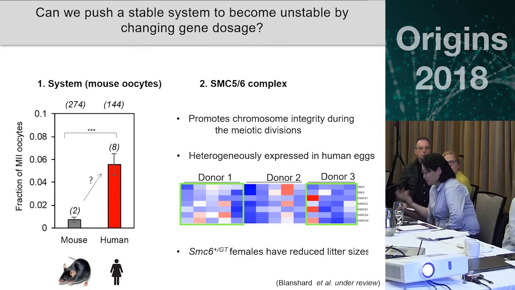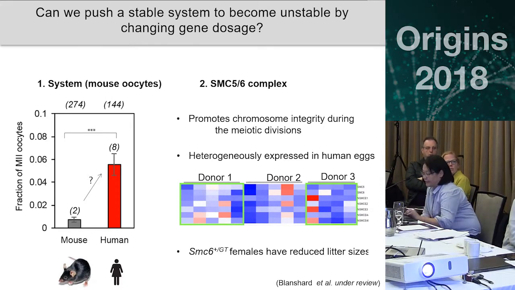And the gene we targeted for the proof of concept was SMC5/6. So we know a lot about SMC5/6 in chromosome integrity from both yeasts, as well as C. elegans and Drosophila, a number of model organisms. We know what it does very, very well. It's heterogeneously expressed in human eggs, and when we looked at the breeding data we had for a gene trap model at the MRC center where I used to be, we saw a 20% reduction in the litter sizes. So we looked at this gene, the eggs from the gene trap females, the heterozygous.